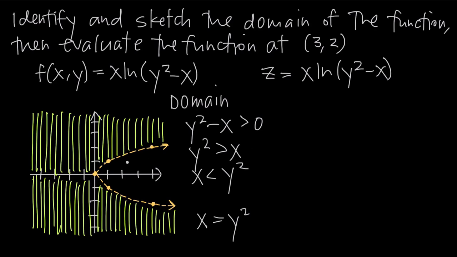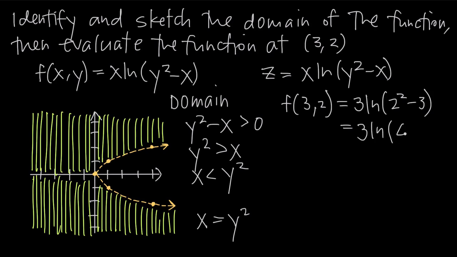Now, the last thing we were asked for is to evaluate the function at the point (3, 2). In order to do that, all we need to do is plug this point into the original function. So f(3, 2) is going to be equal to, and then we'll plug 3 in for x and 2 in for y on the right-hand side. So we'll get 3 ln(2² − 3). When we simplify here, we get 3 times the natural log of 4 − 3, which is 3 times the natural log of 1. The natural log of 1 is 0, so we get 3 times 0, or just 0.